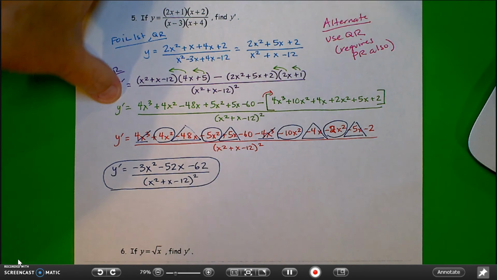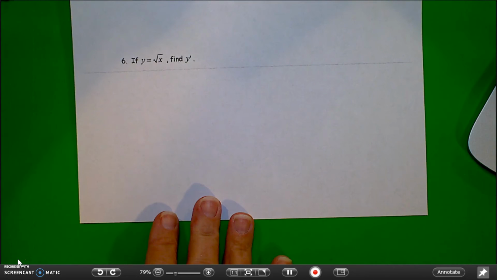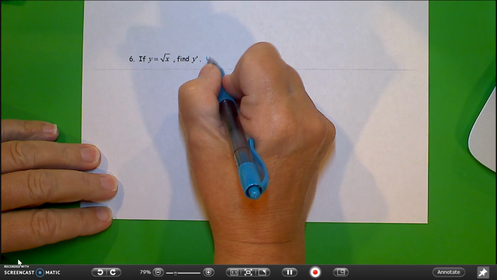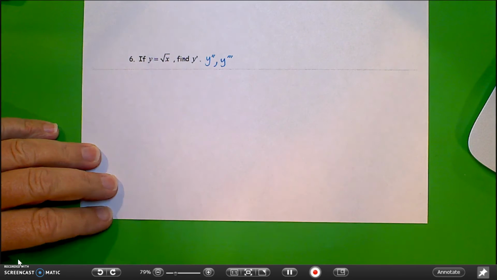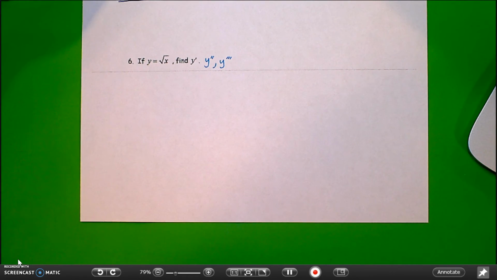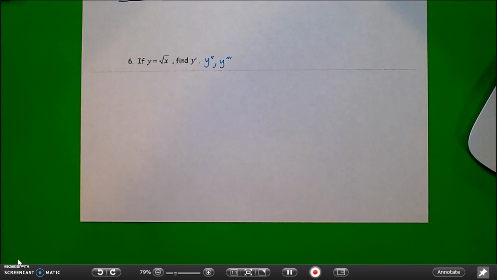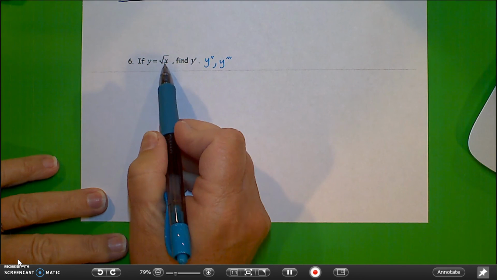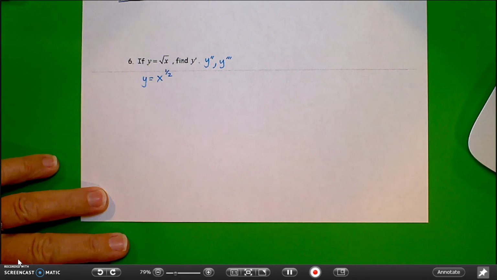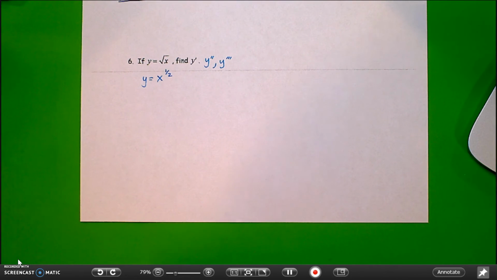Alright, let's continue on with problem 6. I'm going to save some space on problem 6. Here I'm going to find y prime, y double prime, and y triple prime. I want to do all of these. So we have y equals the square root of x, but we didn't really talk about how to do these problems with a square root. So I want you to think about what the power of this variable would be. It would be y equals x to the 1/2 power. If it was a cube root, it would be 1/3 power.